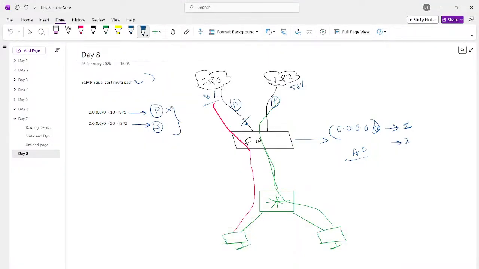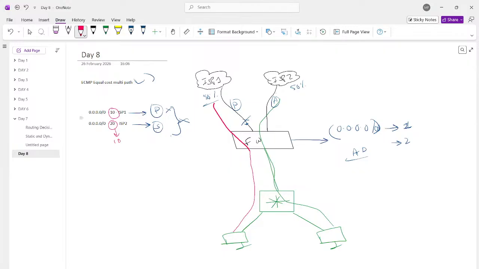If you don't want this type of scenario, primary and secondary ISP, then what do we need to do? We should not change the AD value of both the ISPs. Suppose this is 10, then the AD value of this ISP should also be 10. Then only equal cost multipath will happen.